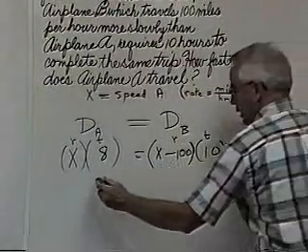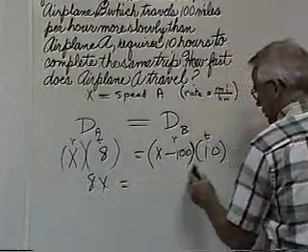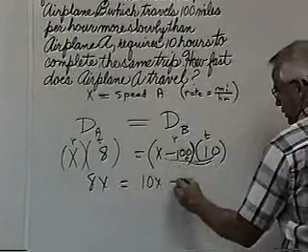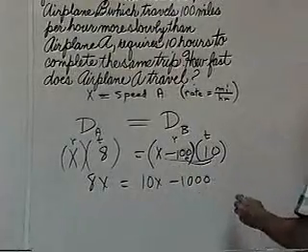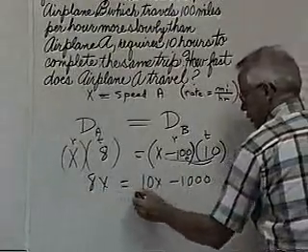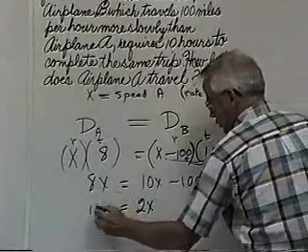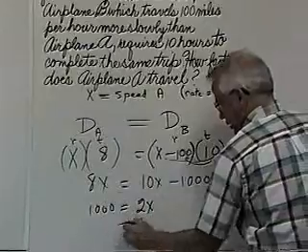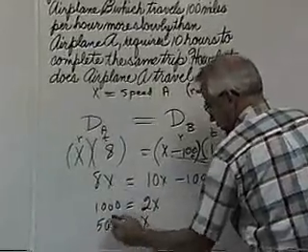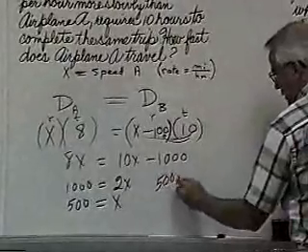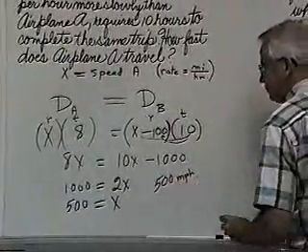And now we multiply out, we get 8x. Multiplying this times that is 10x. Multiplying this times that's a minus 1,000. And now we go solve. Move the 8 across, we get 2x. Move the 1,000 across, we get 1,000. And so x comes out to be 500. 500 what? 500 miles per hour.